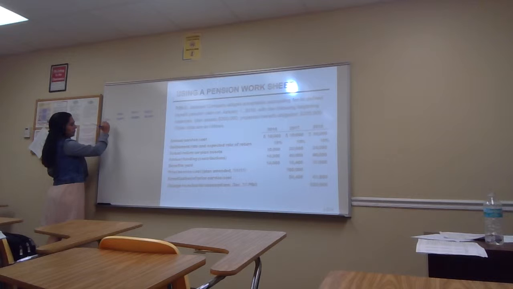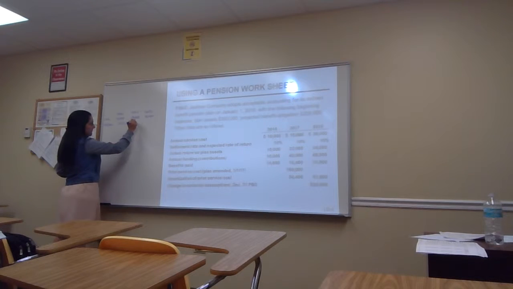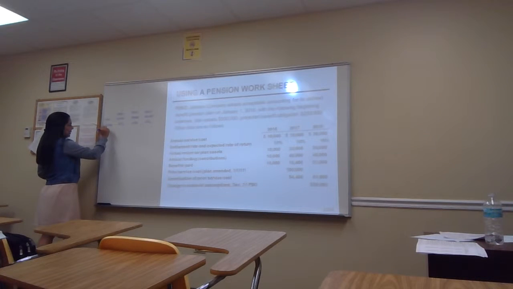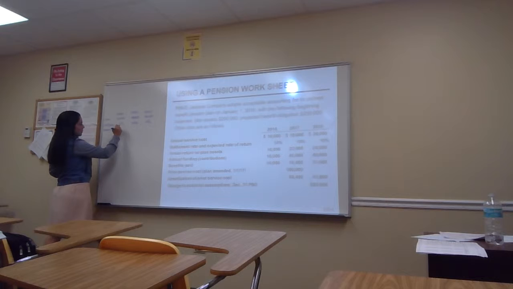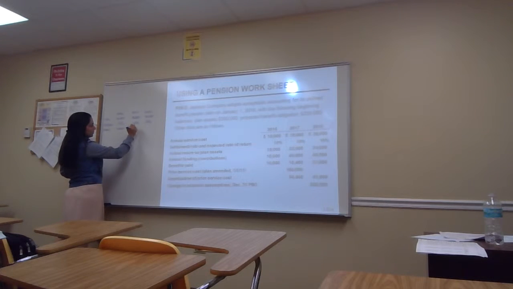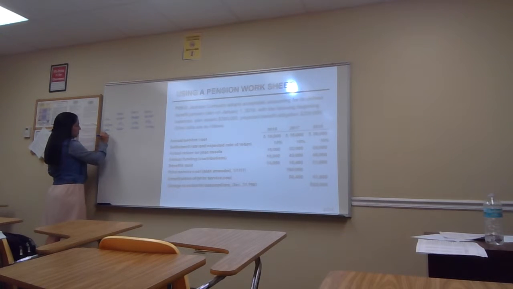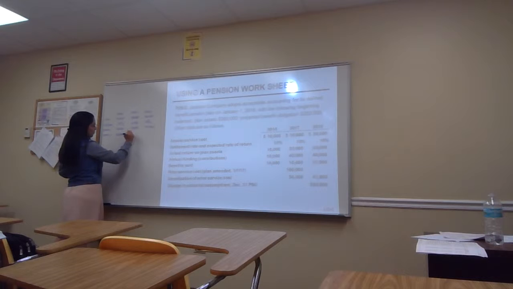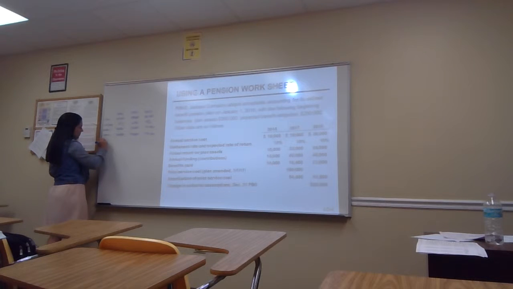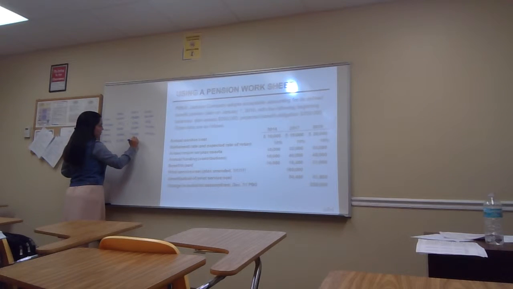Settlement rate and expected rate of return. Actual return of asset: 18, 22, 24. 16, 16, 40 and 48. 14, 14. 16,421.